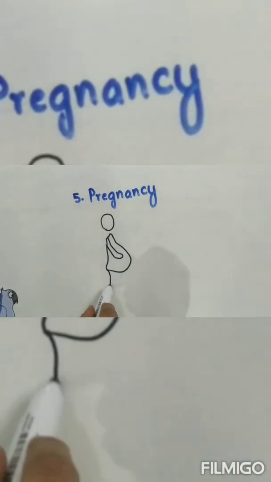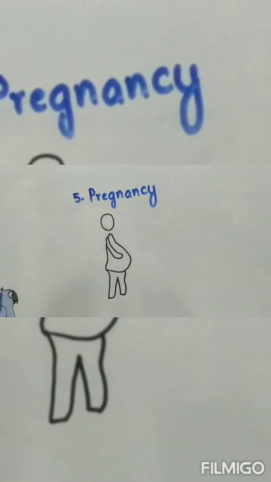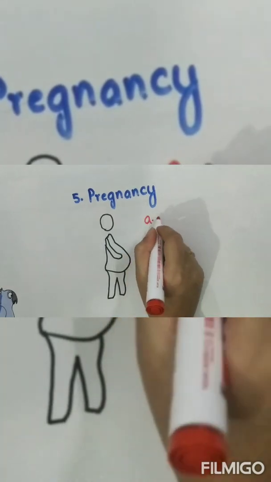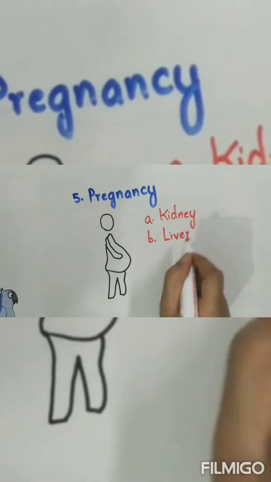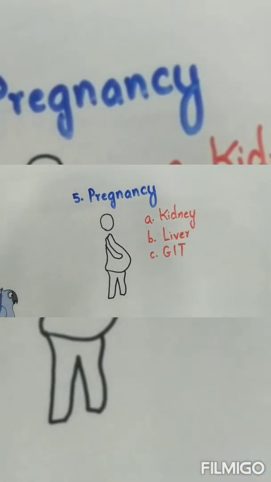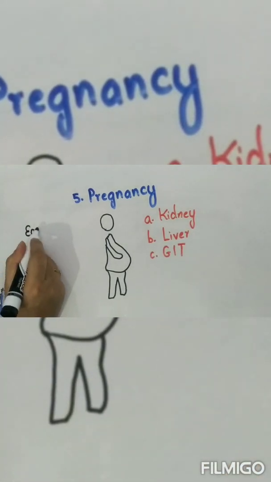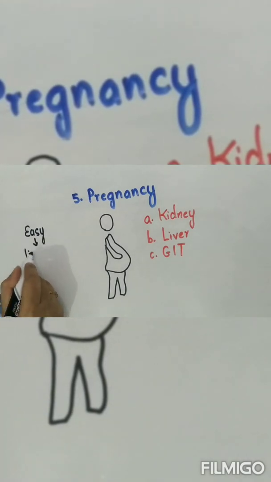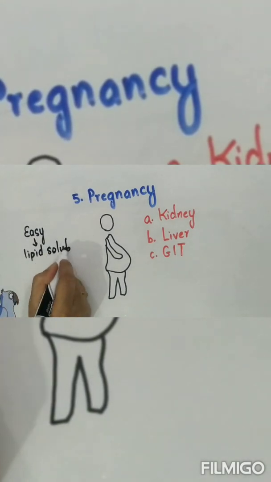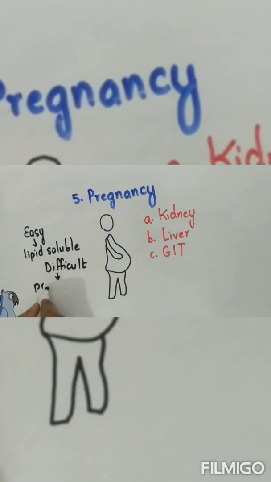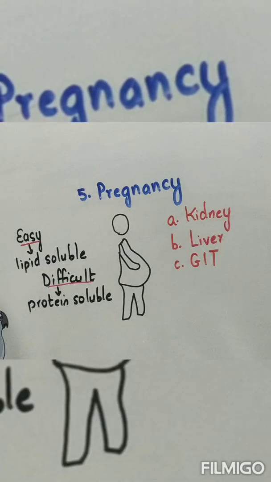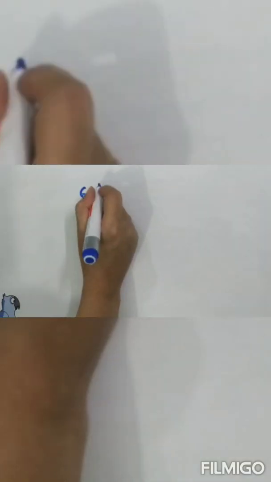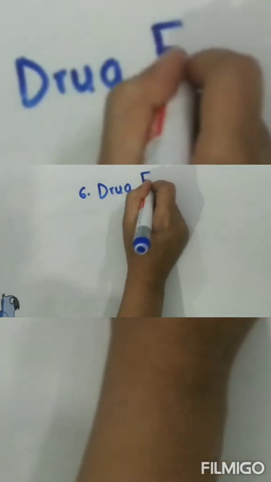Fifth factor is pregnancy, because we know that during pregnancy there are multiple physiological changes going on. First, the kidney is being affected. Second, the liver is being affected. Third, the GIT, the gastrointestinal tract, your stomach system. So all of the medicines cannot be easily taken in pregnancy, because medicines cross the placenta and they might affect the fetus of a mother. So we are usually very considerate while taking medicines during pregnancy.